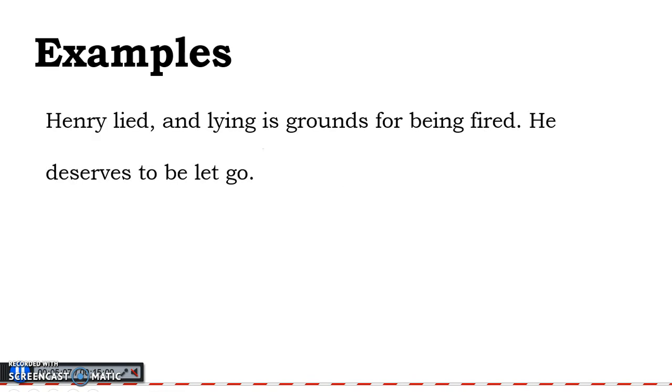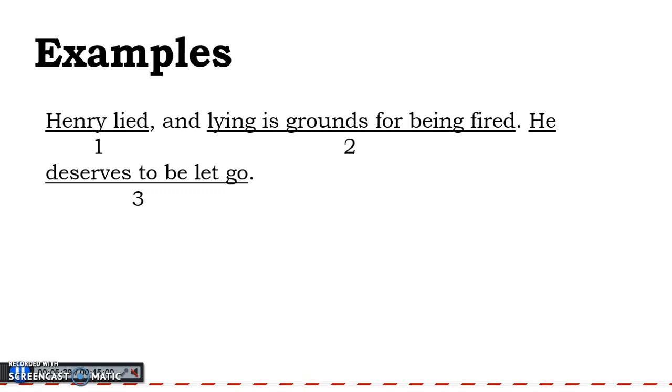Okay, yet another example that will show us another possible relationship between reason and claim. Henry lied, lying is grounds for being fired. He deserves to be let go. If we underline and number the independent thoughts in this short passage, we see this. Henry lied, lying is grounds for being fired. He deserves to be let go.